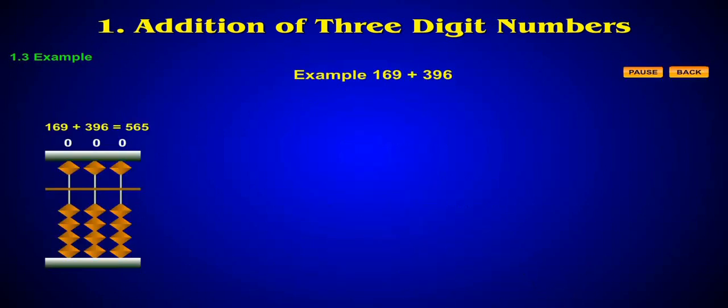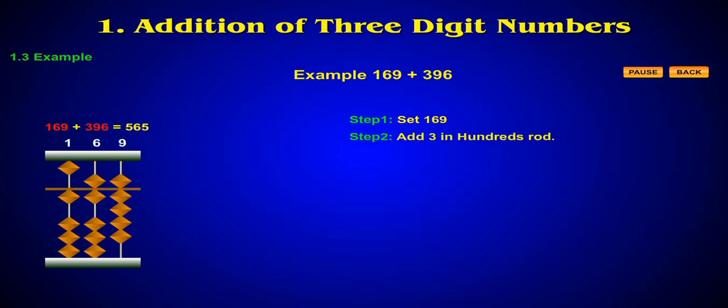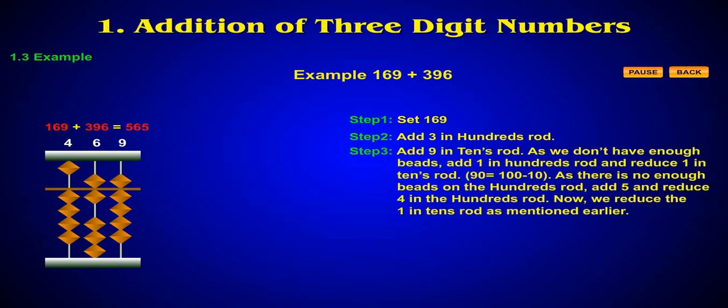Example: 169 plus 396. Step 1. Set 169. Step 2. Add 3 in hundreds rod. Step 3. Add 9 in tens rod. As we don't have enough beads, add 1 in hundreds rod and reduce 1 in tens rod. That is, 90 equals 100 minus 10.